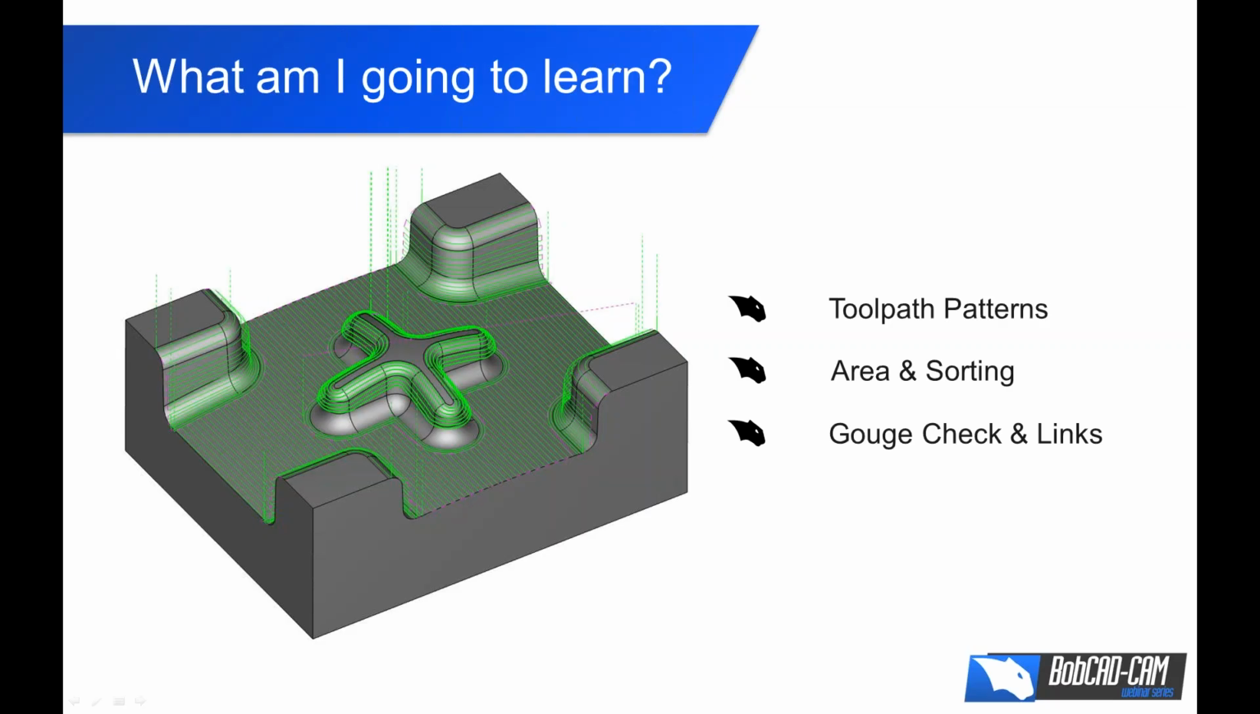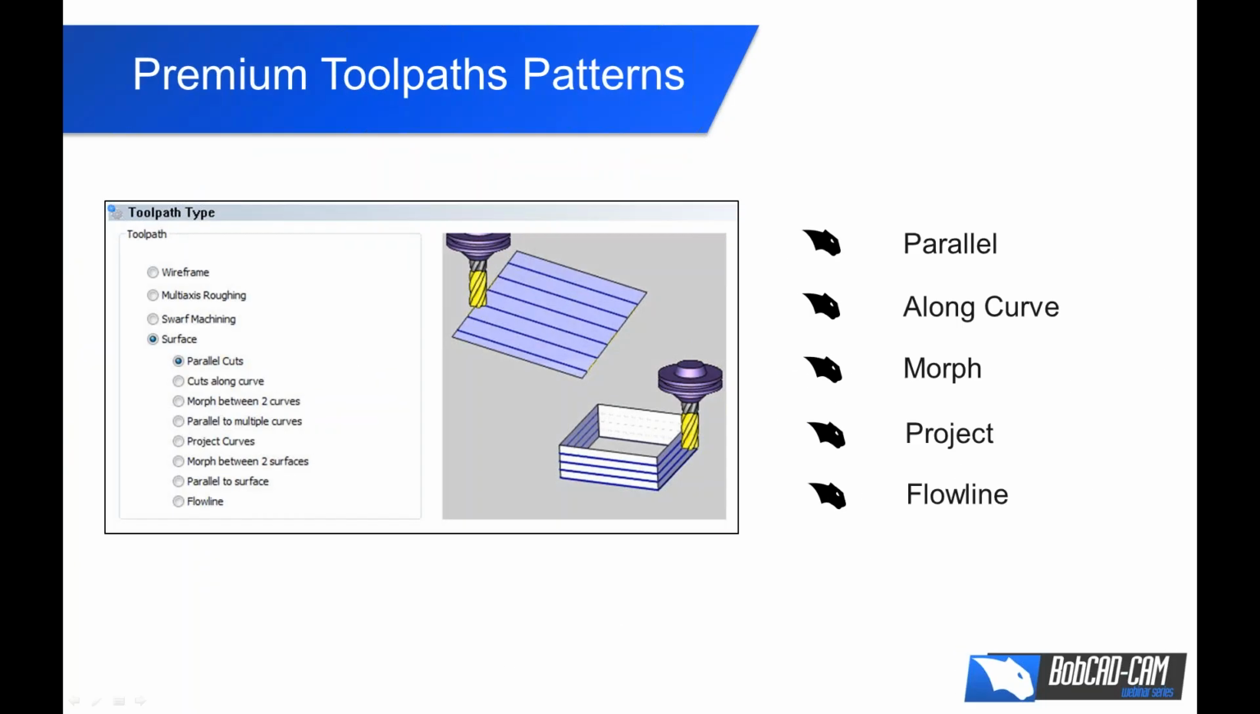So what are we going to learn today? We're going to talk about the Mill Premium toolpaths. The big focus is really on the toolpath patterns, but we're also going to review the area and sorting options, gouge check, and links. When it comes to the Mill Premium toolpath patterns, there's really just a few categories. We have parallel style toolpaths, along curve toolpaths, morph, project, and Flowline. So we're going to go through each and every one of them and try to have a really clear understanding of ways that you can use them and what you should expect from them.